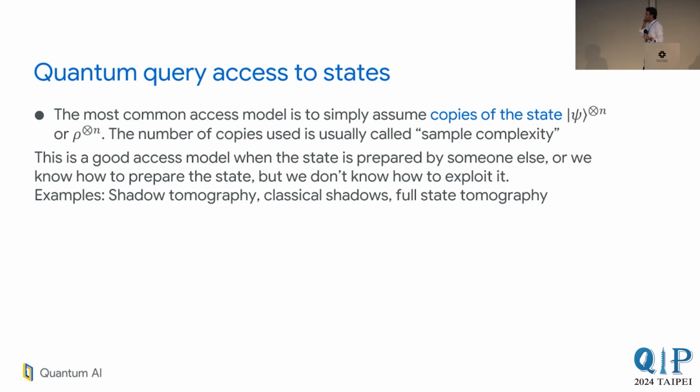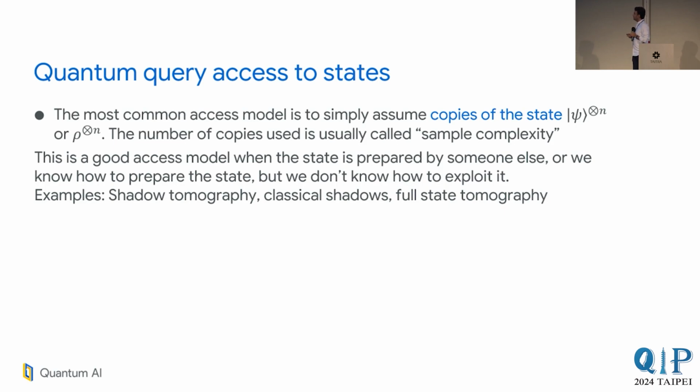And the last thing I want to mention is quantum access to states. Many quantum algorithms will also assume quantum access to quantum states. The most common way to do it is just say that the quantum algorithm gets as input copies of the quantum state. So if your quantum state is pure, maybe you just get n copies of ket psi. Or if it's mixed, rho, maybe you just get n copies of rho.